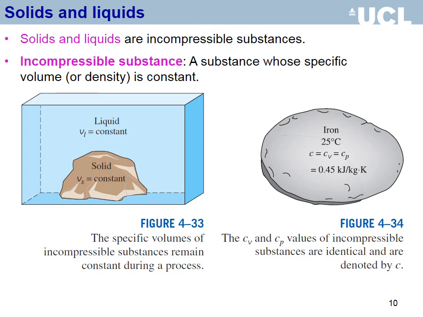And also, this specific heat, although it changes with temperature, again for liquids and solids as well, if the change in temperature is not too significant, oftentimes we make the approximation that Cp and Cv, both of which are equal to one another now, are constants. Okay?